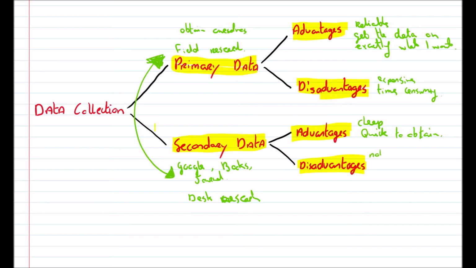We're not sure of the reliability. We don't know how true the data is. We'll have to check our sources and see where it came from. And secondly, the disadvantage is it might not measure exactly what we want it to measure.